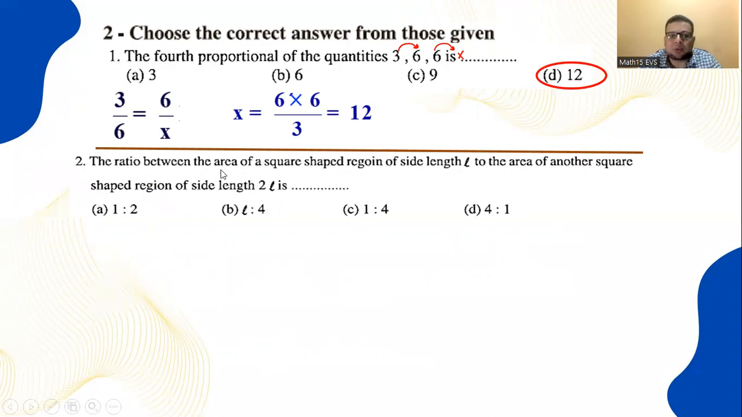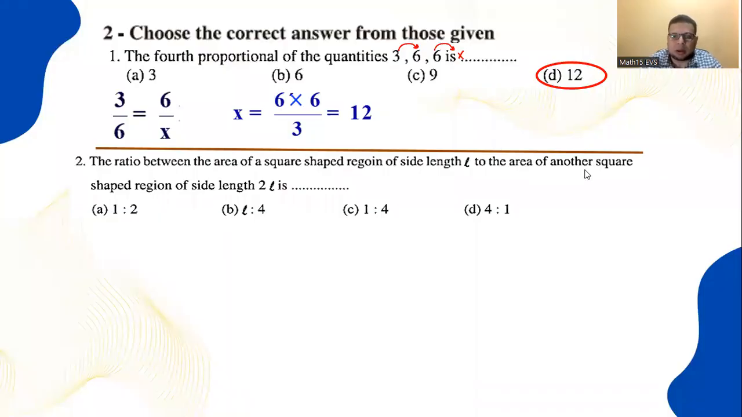Question number 2: the ratio between the area of a square-shaped region of side length L to the area of another square-shaped region of side length 2L is what? The first square has side L, and the second square has side 2L. I need the ratio between the area of the first square and the second square. You remember the rule of the area of a square.